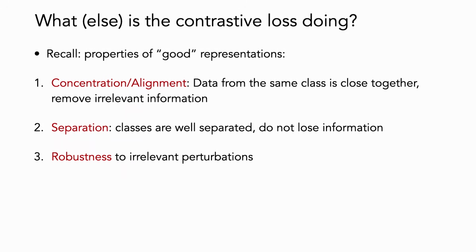So we'd said that we had a couple of properties that we liked that made representations good. We had concentration/alignment, so data from the same class is close. We had separation, which means data from different classes are far apart. We don't lose information. And then we had robustness to irrelevant perturbations, right? We don't want to change something in some way that we think is irrelevant and have it move really far in our space.